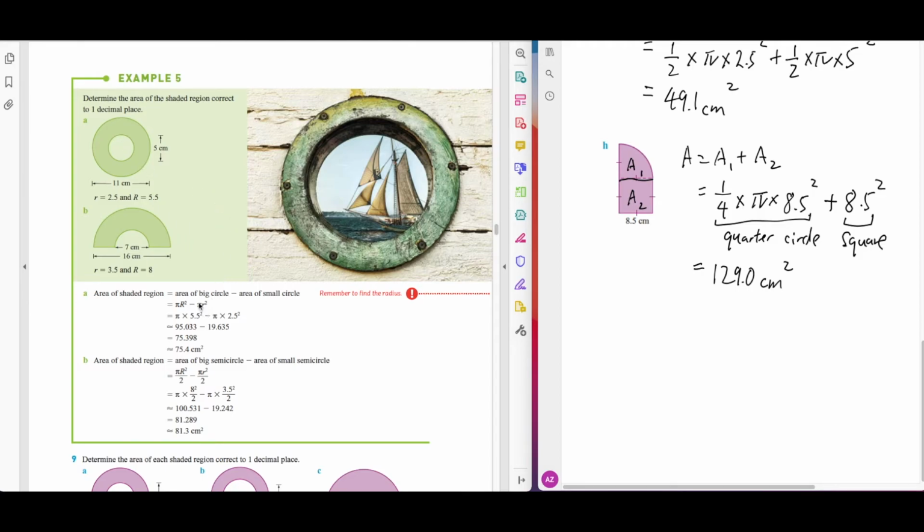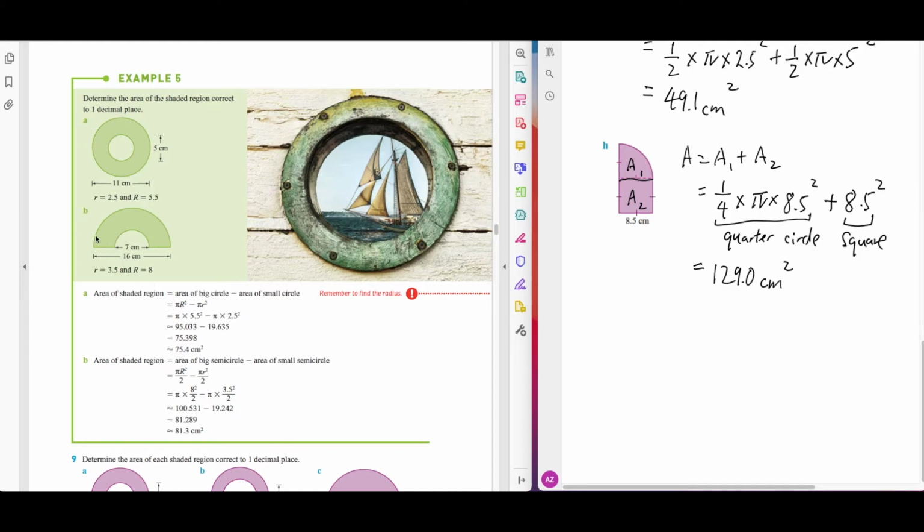So what they did was they found the area of the big circle, which is pi r squared, take away the area of the small circle, which is also pi r squared. But you have to notice the difference is that both circles have a different radius. The big circle has a radius of 11 divided by 2, which is 5.5. And the smaller circle has a radius of 5 divided by 2, because we know that 5 is going to be the diameter, right? So then pi times 2.5 squared, and we get the answer.